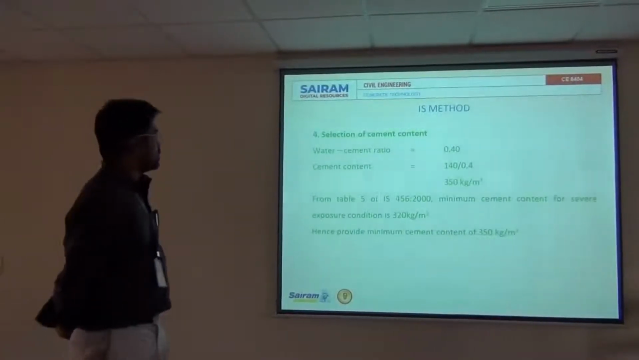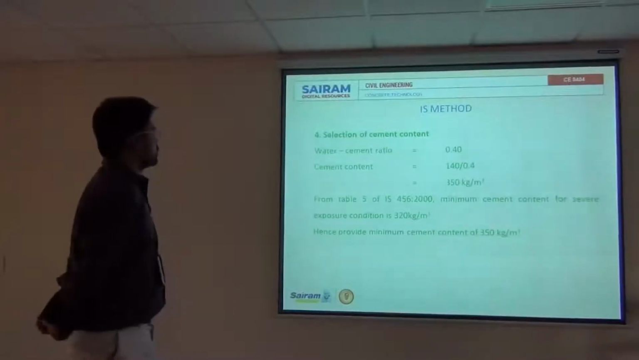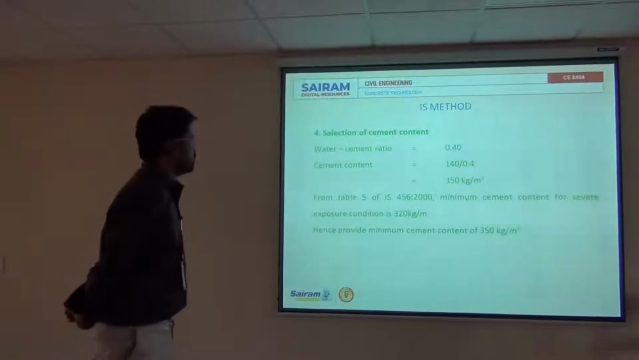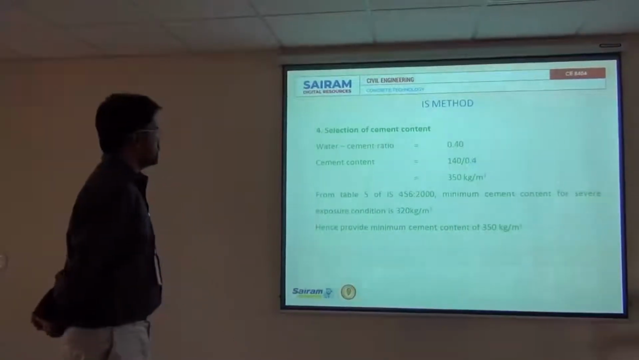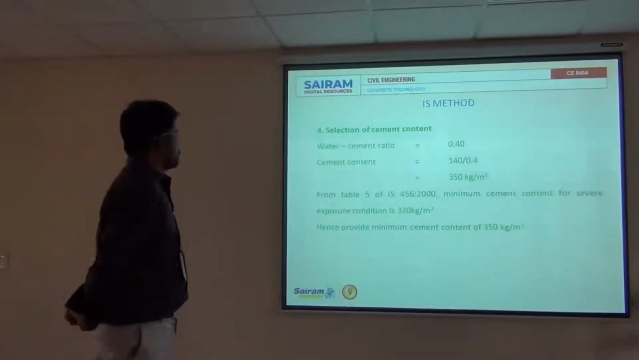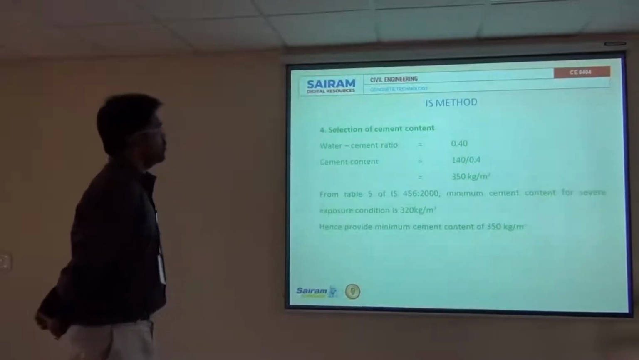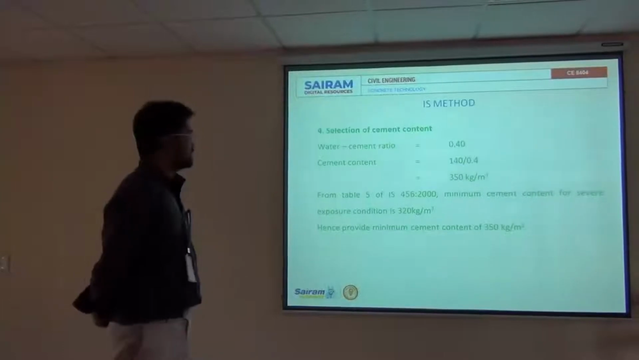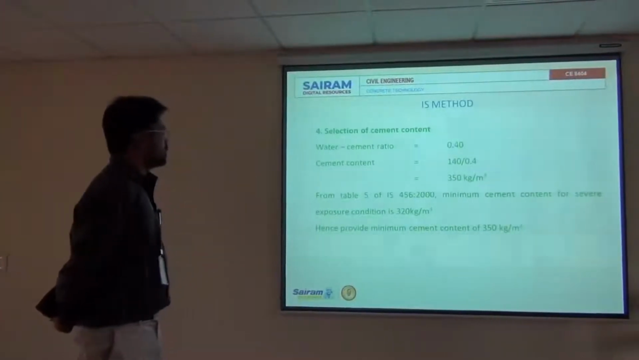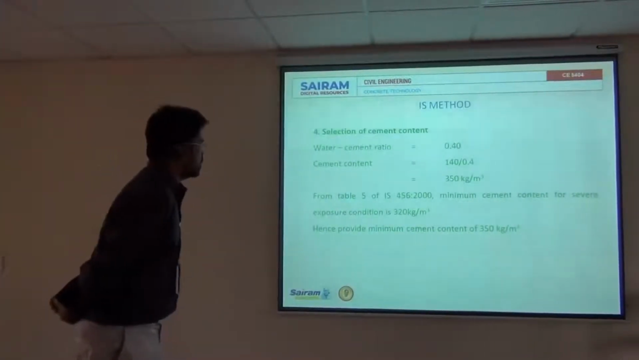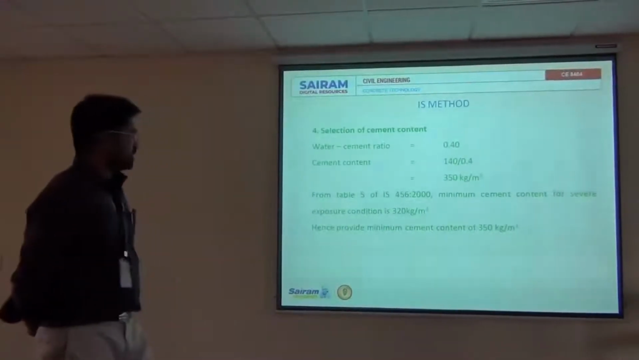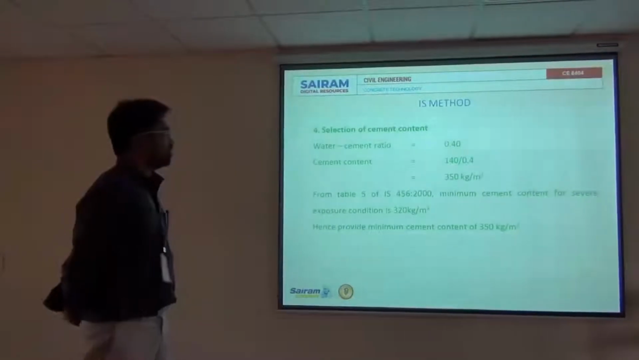Then selection of cement content: you know the water cement ratio, you know the water content. Using the relation, you arrive at the cement content as 350 kg per meter cube. Then you check whether this is the minimum value or maximum value. You can refer to table 5 of IS 456:2000. For severe exposure condition, it is clearly stated that the minimum cement content should be 320 kg per meter cube. But our value is slightly greater than 320 kg per meter cube. Hence, the arrived cement content will be okay.